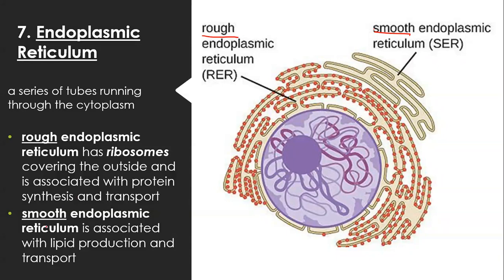Smooth endoplasmic reticulum is associated with lipid production. Anyone know another name for lipids? Fat, right. So fats, oils, okay? So our cells need to make these fats for all sorts of reasons. So lipid production is associated with the smooth endoplasmic reticulum, and the rough endoplasmic reticulum looks rough under a microscope because it has these little dots on it, and these little dots are called ribosomes. Okay, these little dots are called ribosomes, and ribosomes are used to make proteins.